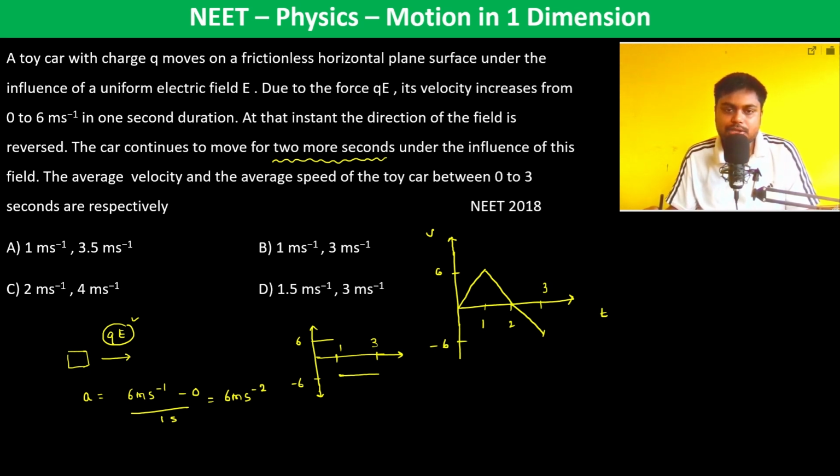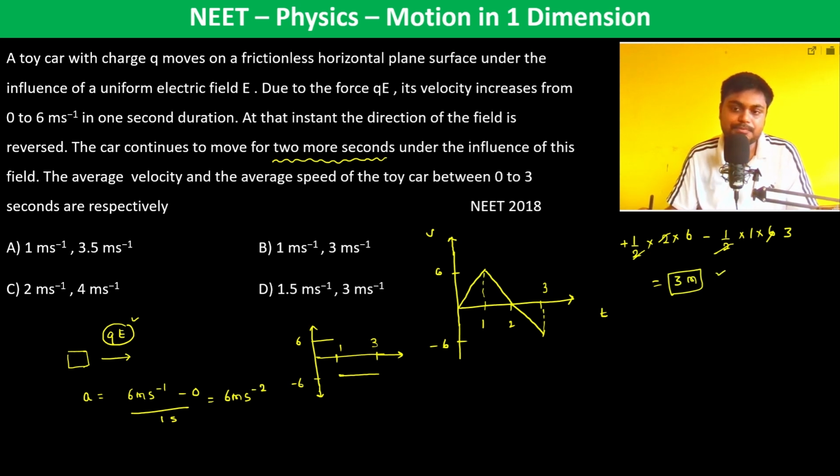Okay, the average velocity and the average speed of the car. If we see here, the displacement is equal to the area under the v-t curve. So therefore half into base into height, this is plus, and minus half into 1 into 6, minus 3, so this is equal to 3 meters. So this is the total displacement which has occurred.